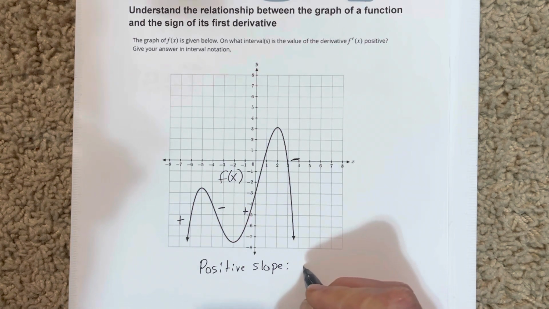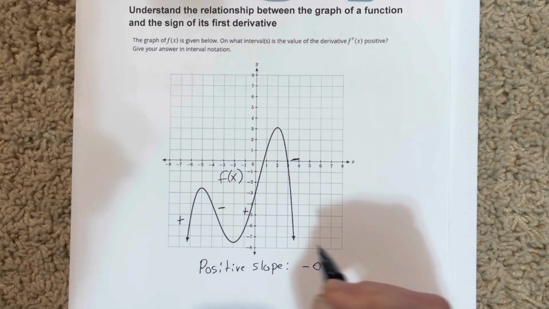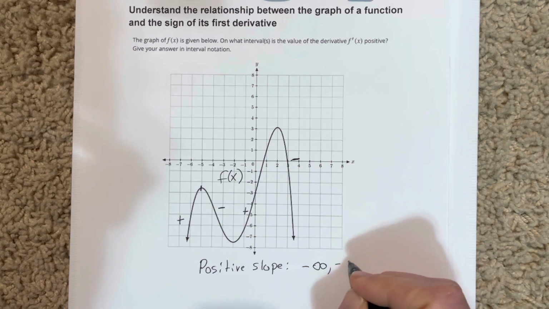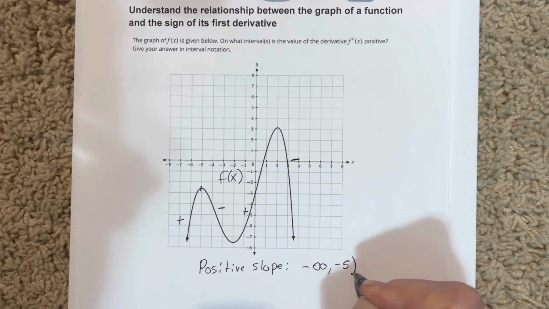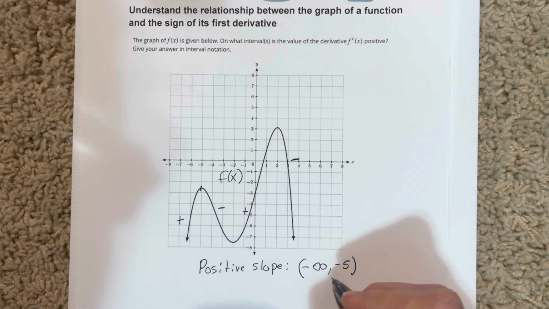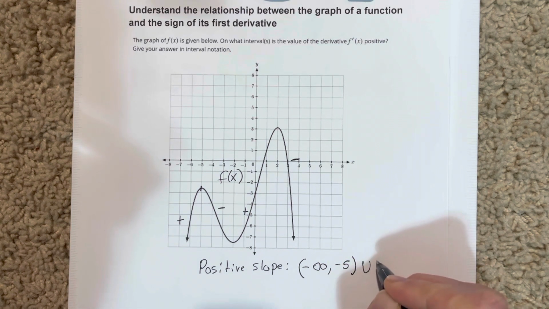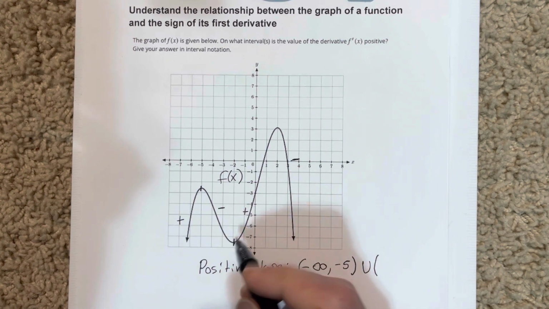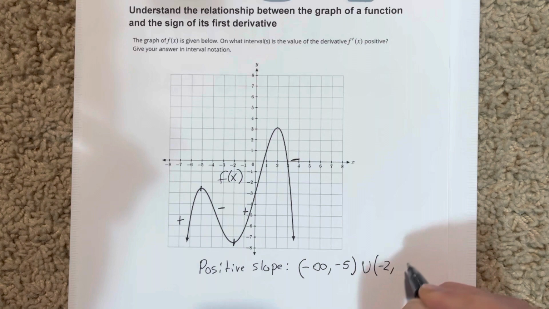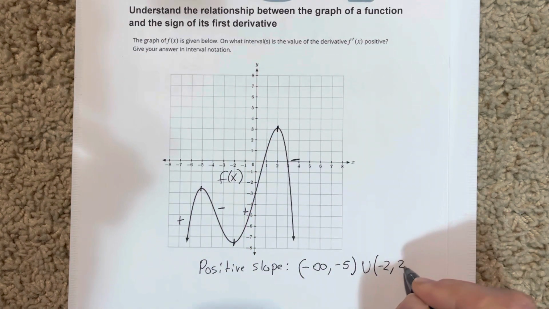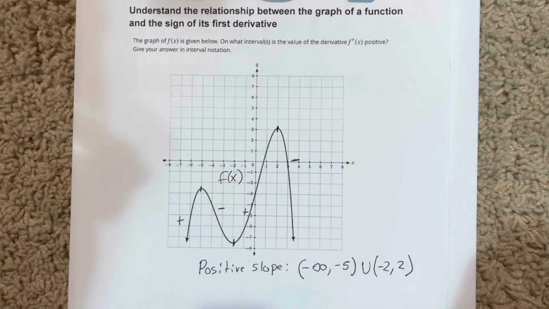from negative infinity to, it looks like it zeroes out right at x equals negative 5. Now we can't include negative 5 because that's where it's 0 for a slope. So negative infinity to negative 5, union, starts again being a positive slope at negative 2 and running until we hit the peak at positive 2. And so that's where our first derivative would have positive slope.